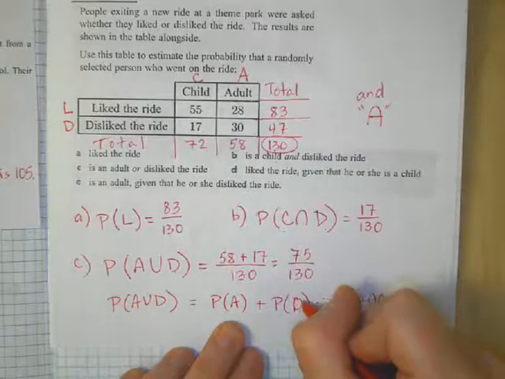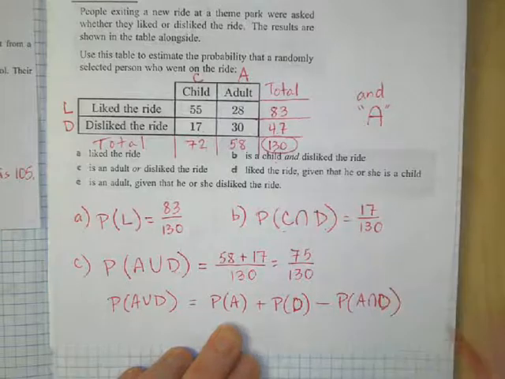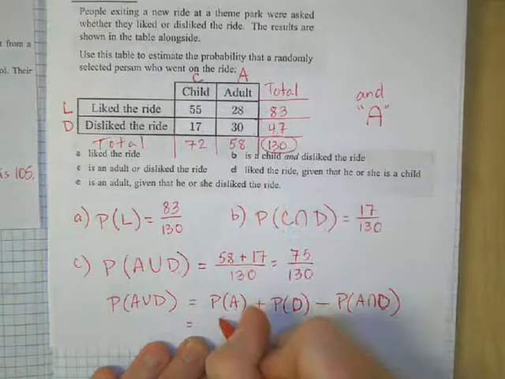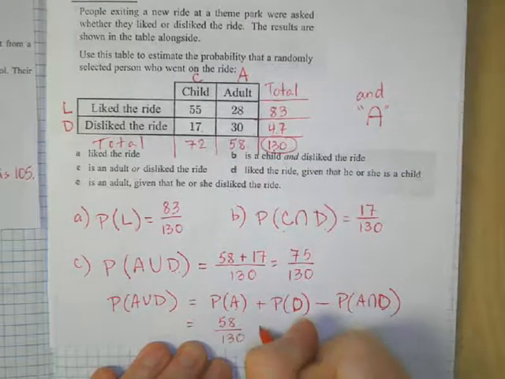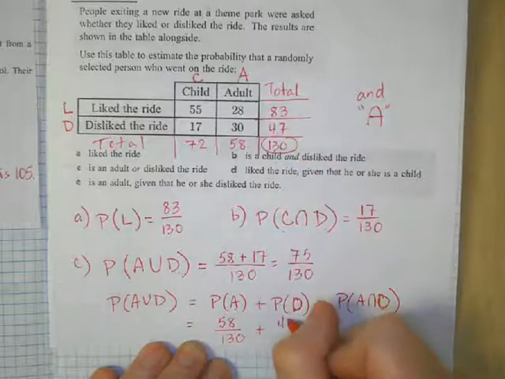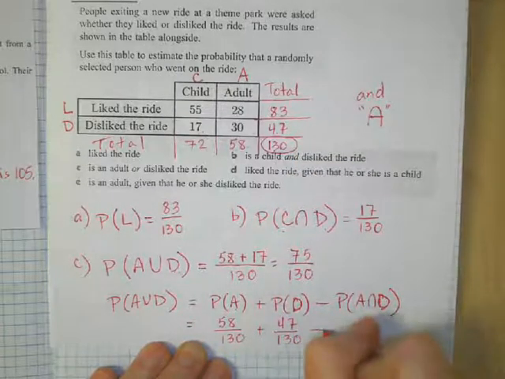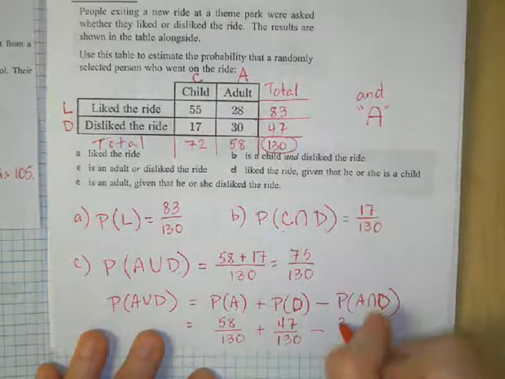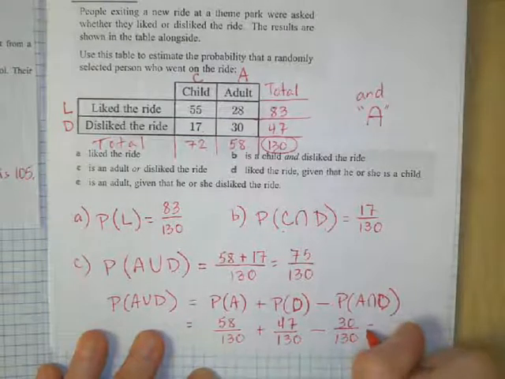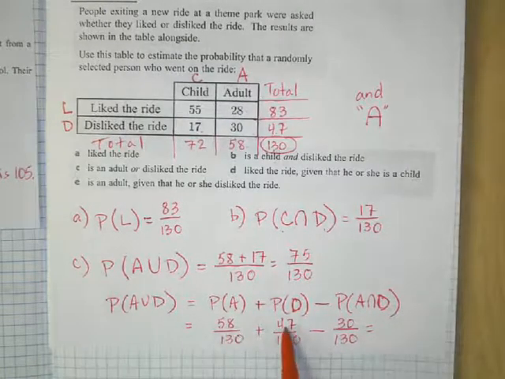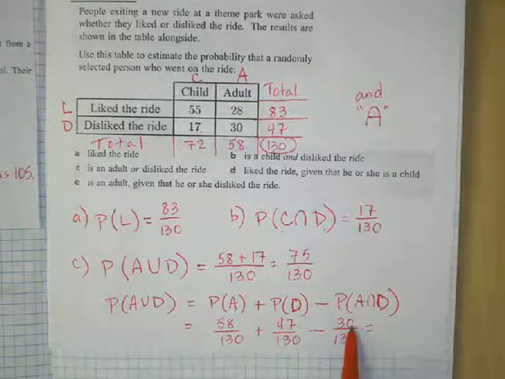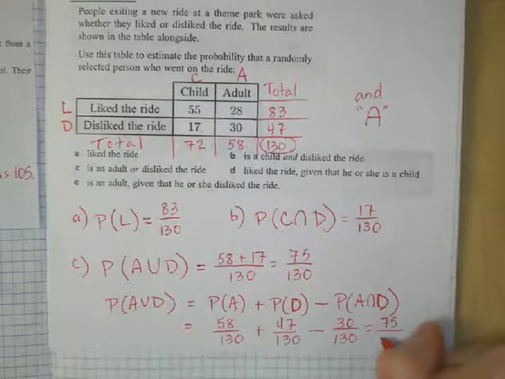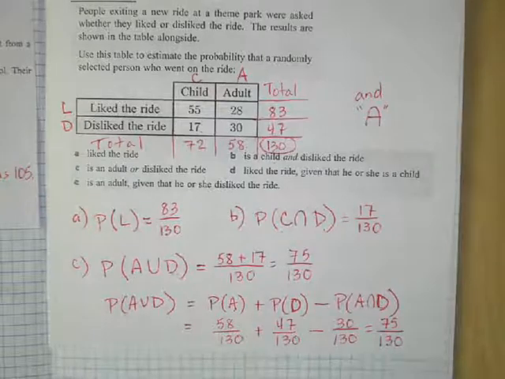Sorry, going too fast. All right, so I could do it this way. The probability of adults is 58 over 130. The probability of disliking is 47 over 130, minus the probability of being an adult and disliking. Adults who disliked it are 30. If we do that, let's do this first: 47 minus 30 is 17. 17 plus 58 is 75 out of 130. So I could use my addition rule right there.